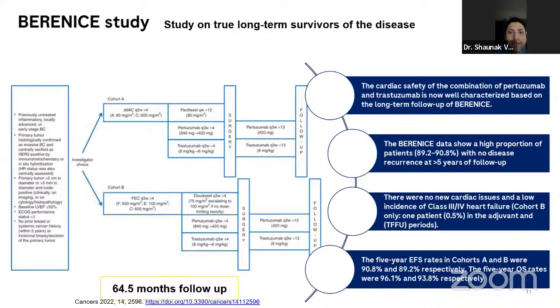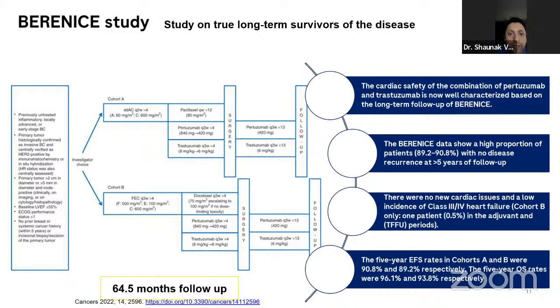So we have the BERENICE trial, which is the study on the true long-term survivors of the disease. The major impact of the use of dual HER2 blockade in terms of pCR and event-free survival was clear; the concern was whether the cardiac safety profile would be tolerable for patients over a longer period of time, and this was what was assessed in the BERENICE trial.